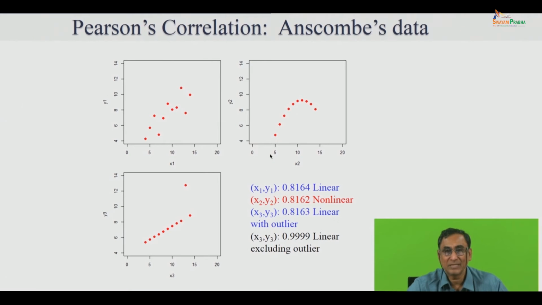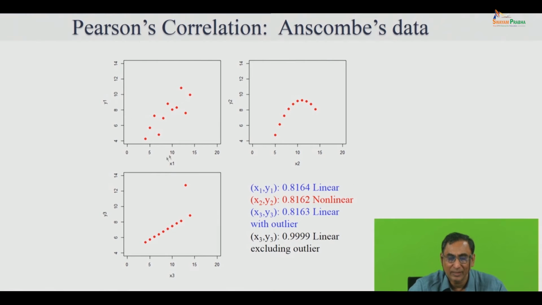So let us look at some examples. This is a very famous data set called the Anscombe's data set. Here there are 11 data points. There are 4 data sets, and I have only shown 3 of them. Each of them contains exactly 11 data points corresponding to xi and yi. These points have been carefully selected.